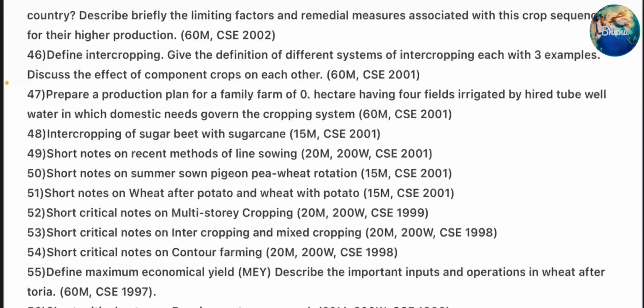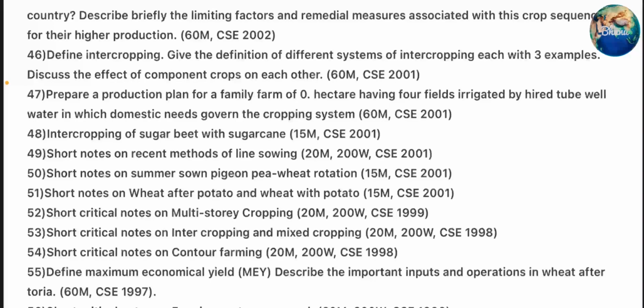Question 47. Prepare a production plan for a family farm of 0 hectares having 4 fields irrigated by tube well water, in which domestic needs govern the cropping system. Question 48. Intercropping of sugar beet with sugarcane. Question 49. Short notes on recent methods of line sowing.